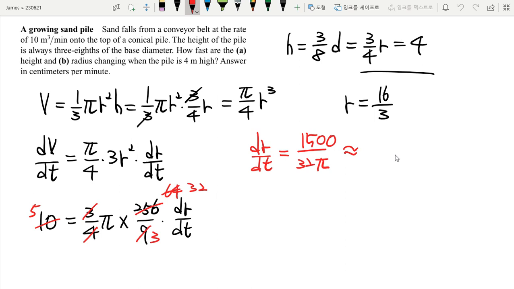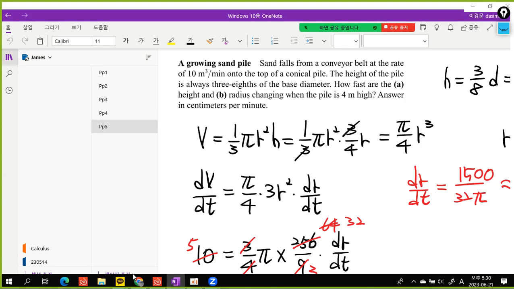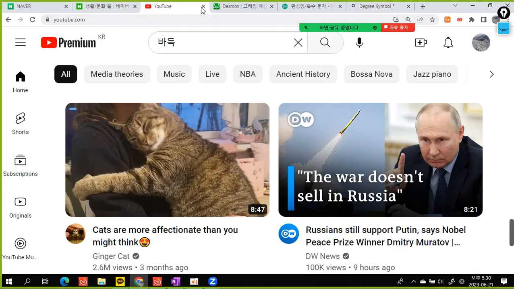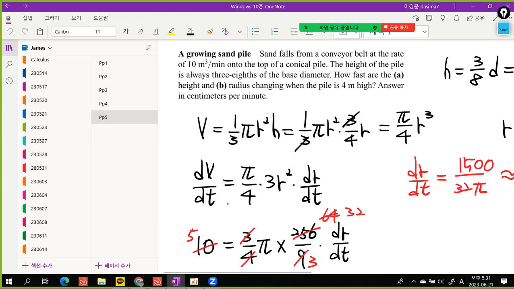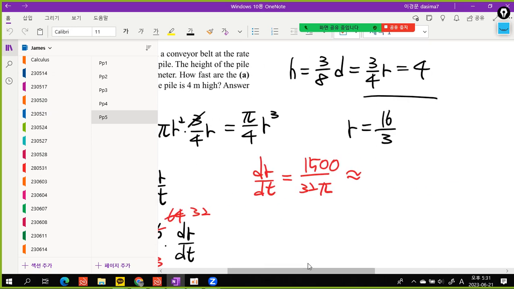Oh, you don't have a calculator? Okay, so let me do this here. So 1500 over 14.92 centimeter per minute. The radius becomes bigger because sand is piling.